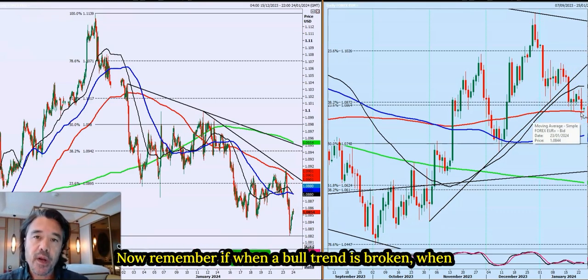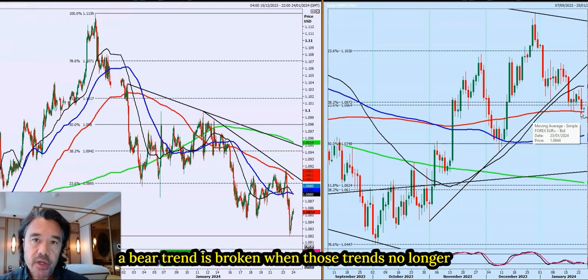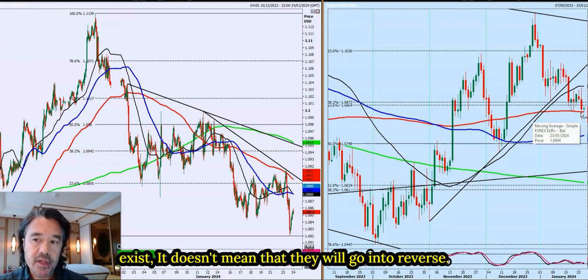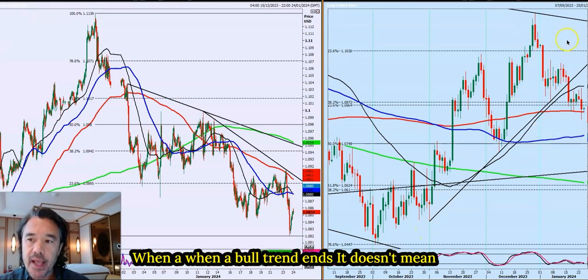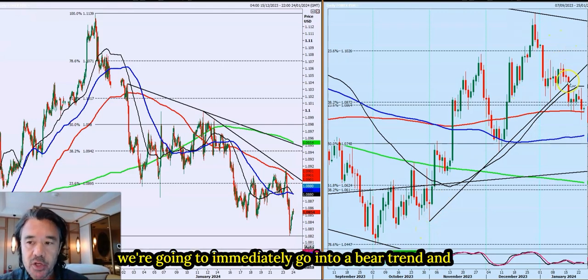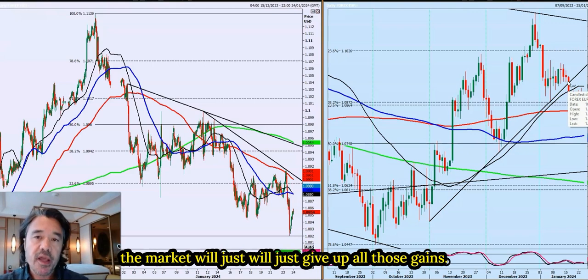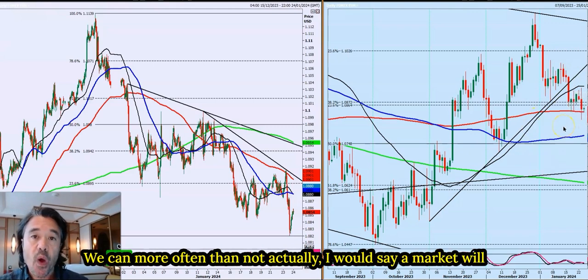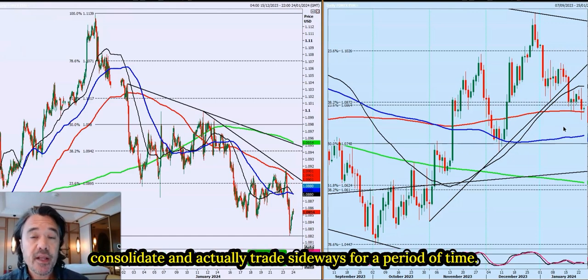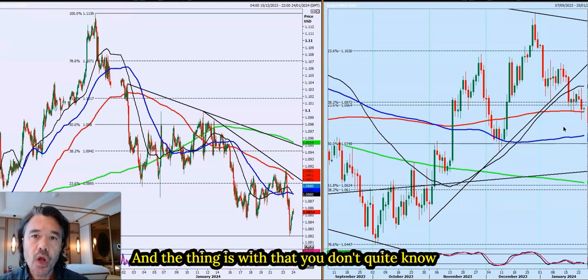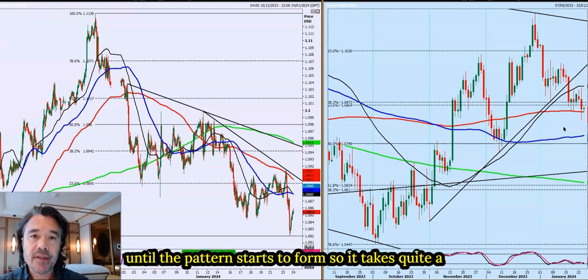Now remember, when a bull trend is broken, when a bear trend is broken, when those trends no longer exist, it doesn't mean that they will go into reverse. When a bull trend ends, it doesn't mean we're going to immediately go into a bear trend and the market will just give up all those gains. More often than not, I would say, the market will consolidate and trade sideways for a period of time. And the thing with that is, you don't quite know until the pattern starts to form.